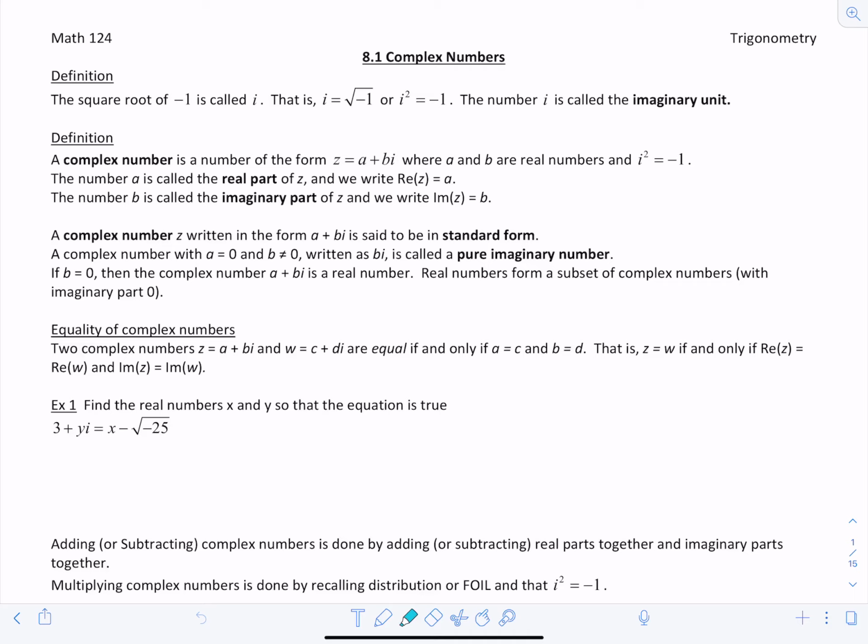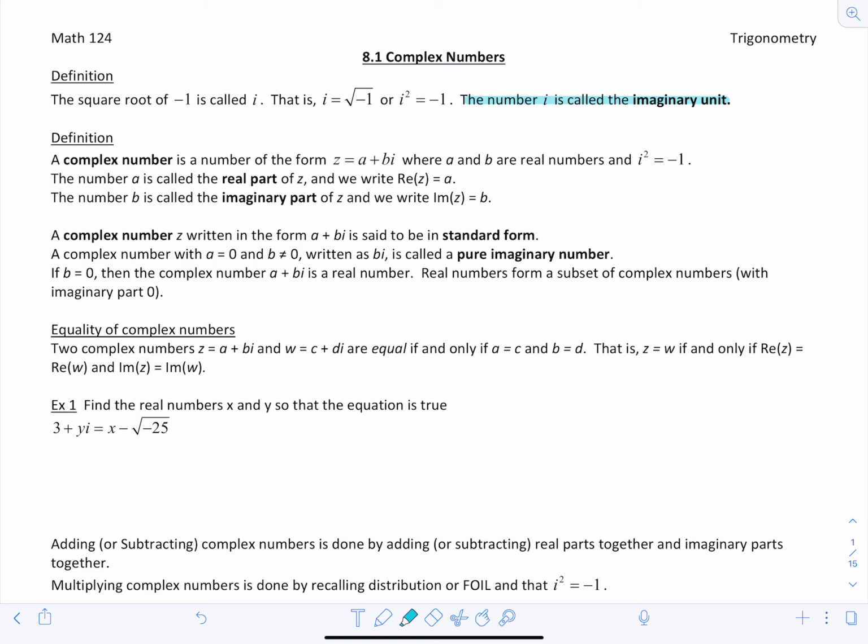All right, in this video, we're going to discuss complex numbers. So first things first, we need a definition. The square root of -1 is called i. So that is, i is equal to the square root of -1, or equivalently, i squared equals -1. And the number i is called the imaginary unit.